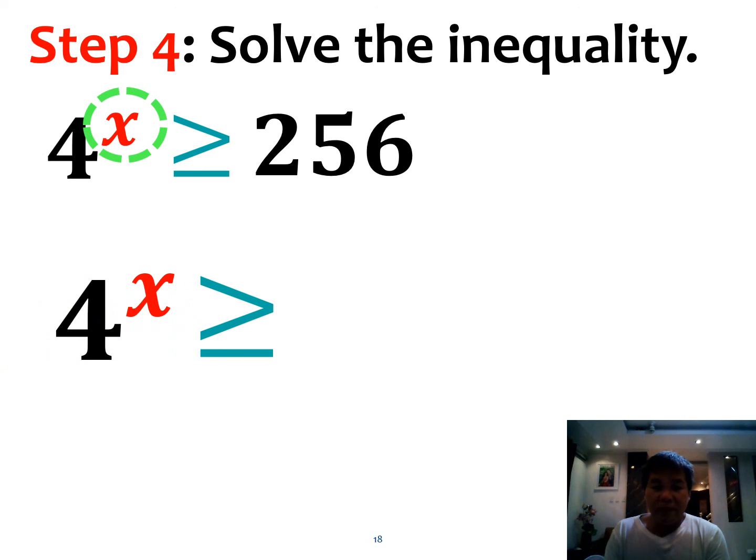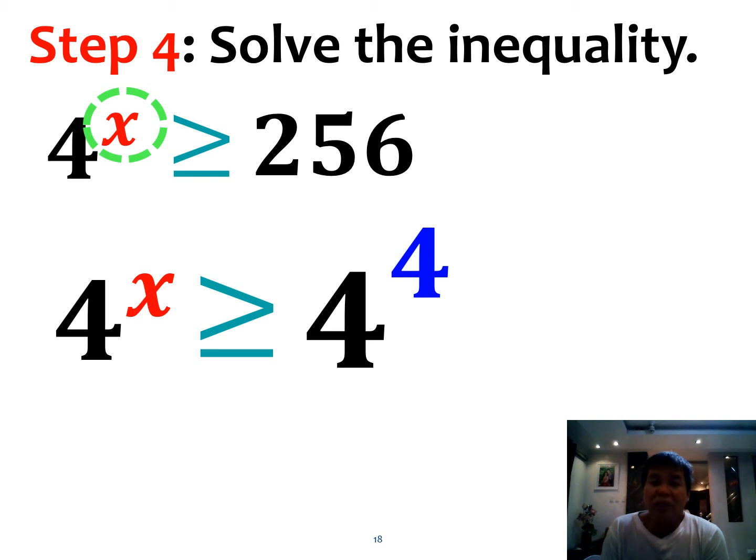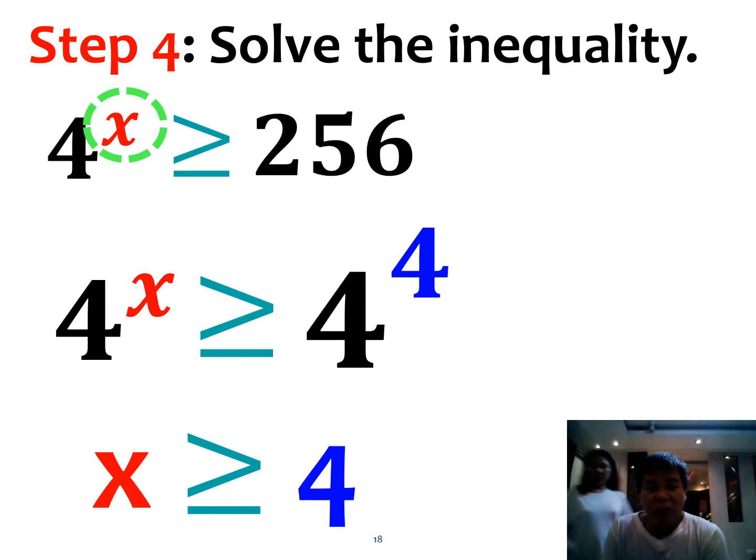So copy the relation. So let's say here the base of 4. How many times are we going to multiply 4 by itself so that we can gain 256? So let's say it is 4. 4 raised to 4 is equal to 256. Since they have the same base, copy the exponents and of course the relation. So we have already solved the value of x, which is x greater than or equal to 4.